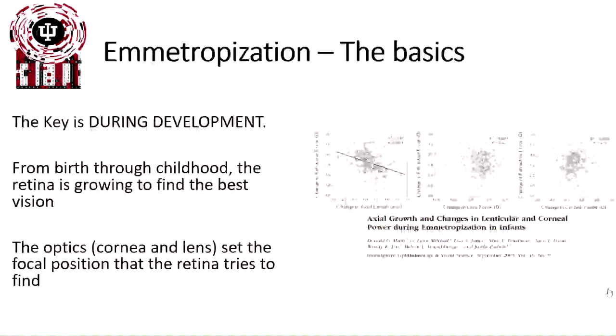From birth through childhood, the retina is growing to find the best focal position, and that's what emmetropization is. It's the eye trying to optimize vision to minimize refractive error. The way I think about it, the optics, the cornea and the lens, set the focal position, and the retina then tries to find that position to optimize vision.